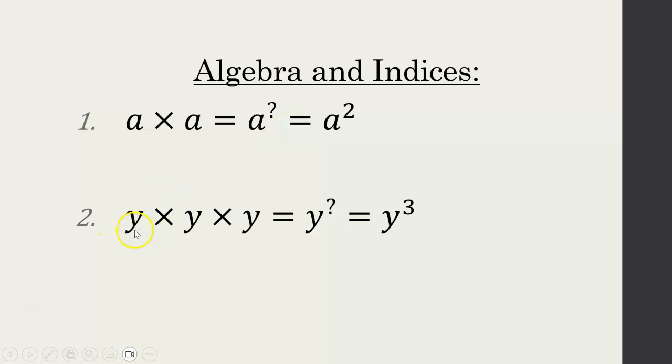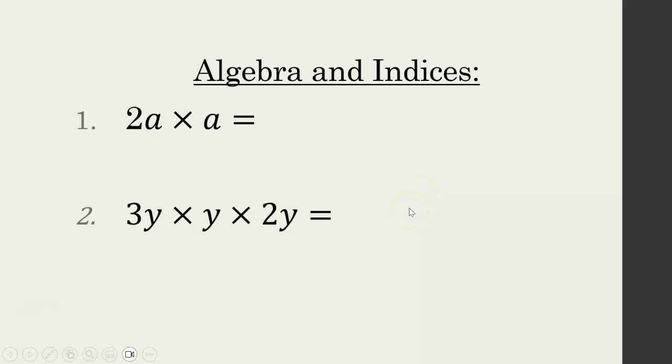What about y times y times y? They're all y's multiplying by themselves. How many times? 1, 2, 3. So it'd be y cubed. Again, we look at how many times the variable is multiplying by itself. In the first case it's twice, so it would be squared, and in this case it's 3 times, so it would be to the power of 3.